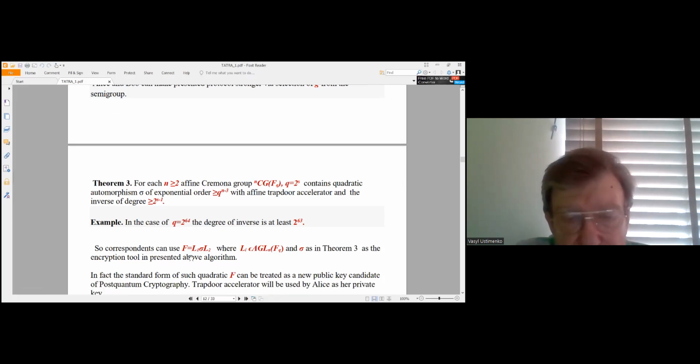So correspondents can use Li from a general affine group, and for the public key, Alice just computes the standard form and sends nothing publicly. Each public user can use this scheme. So this way we have a candidate for a new multivariate cryptosystem. So it's a good assignment for cryptanalysts because it can work. It looks solid.